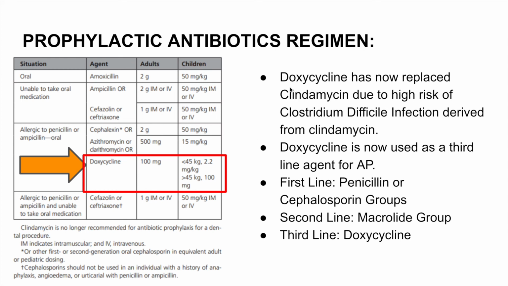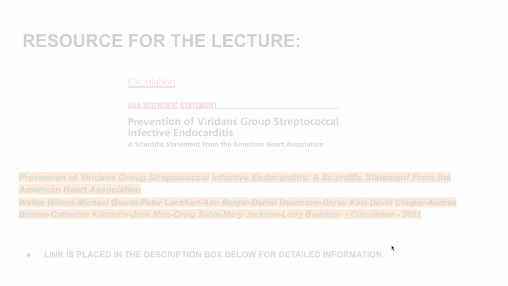So in summary, basically, this slide has important points that say doxycycline has now replaced clindamycin due to the high risk of Clostridium difficile, C. diff infection derived from clindamycin use. So that's the big update we need to keep in mind. And doxycycline is now used as a third-line agent for antibiotic prophylaxis, where first line is penicillin or cephalosporin groups, second line is the macrolide group, and the third line is the updated doxycycline group.